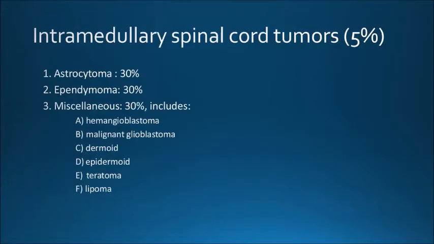Then we have the intramedullary spinal cord tumors. They are the least common, only 5%, but they actually cause the most neurological deficits. Here we have the three types of divisions. 30% are the astrocytomas, then 30% are the ependymomas, and the rest of the tumors are 30%, especially the hemangioblastomas are the common ones. Then we have the malignant glioblastoma, dermoid, epidermoid, teratoma, and lipomas. These all comprise the intramedullary spinal cord tumors.